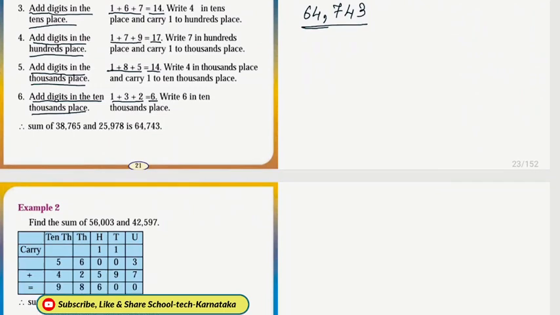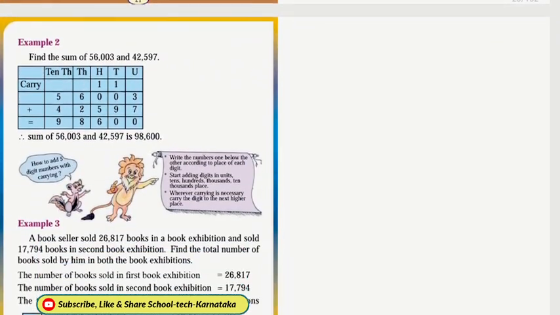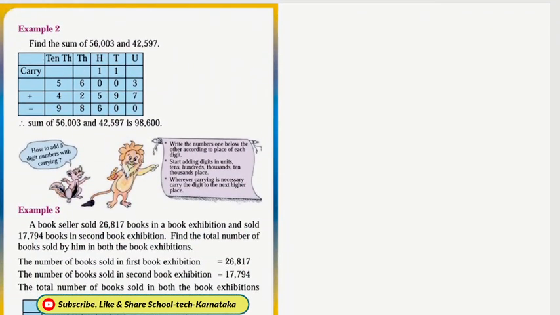Let's move to our next example. So our next example is to find the sum of 56,003 and 42,597. So we write these digits in vertical column according to their places.